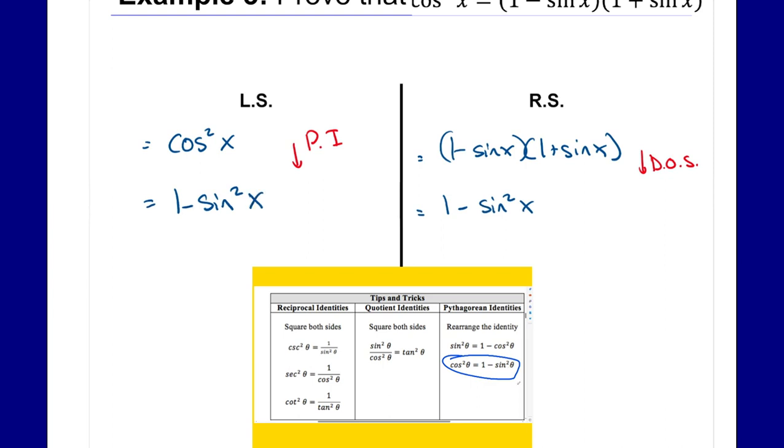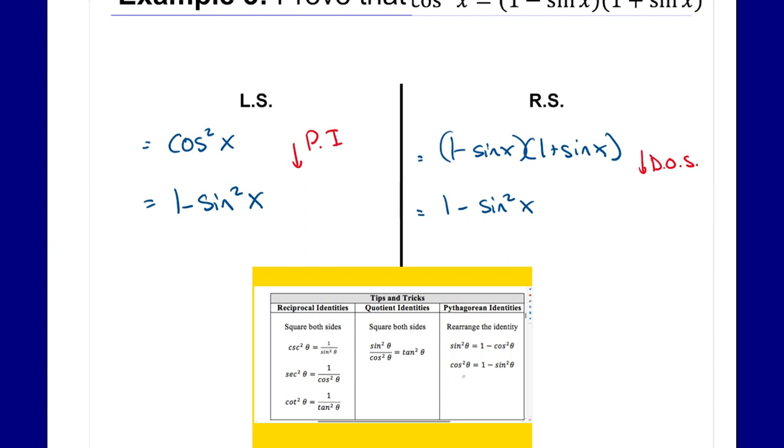Even though in our example it's x, here it's theta. Again, that's just representing the angle, so x and theta are interchangeable in these identities. We could have another letter to represent the angles as well.